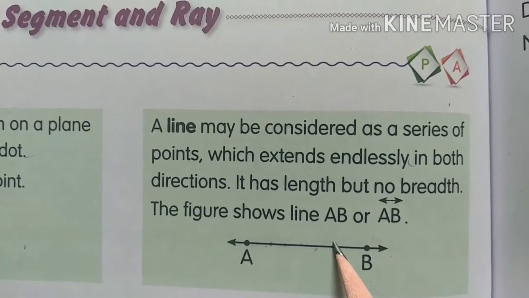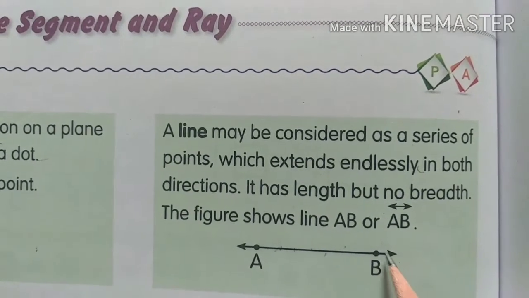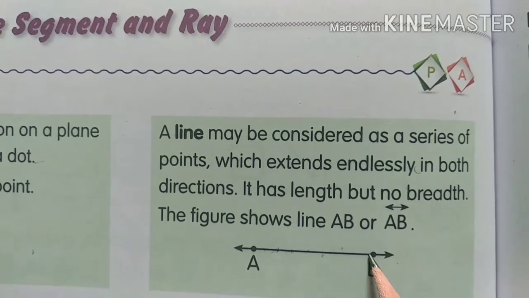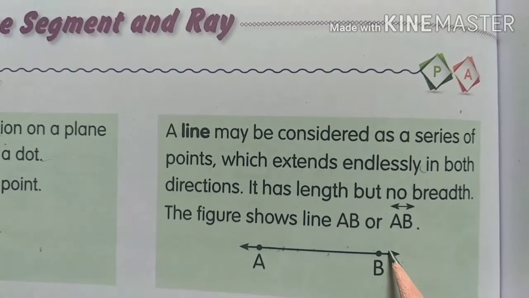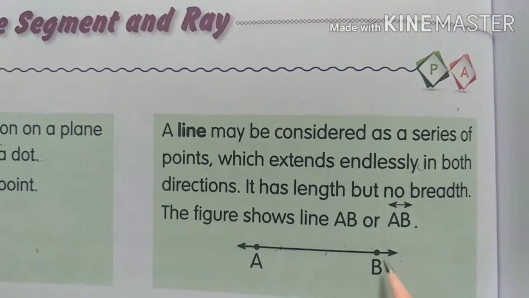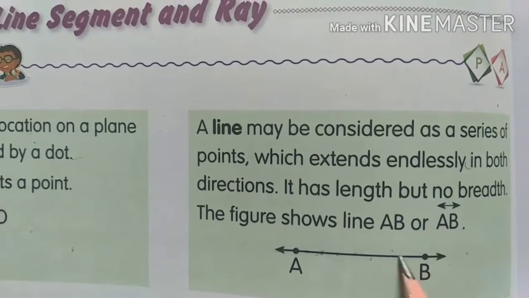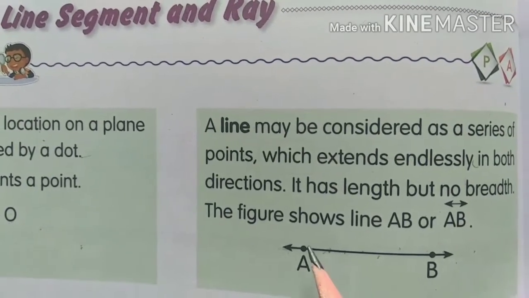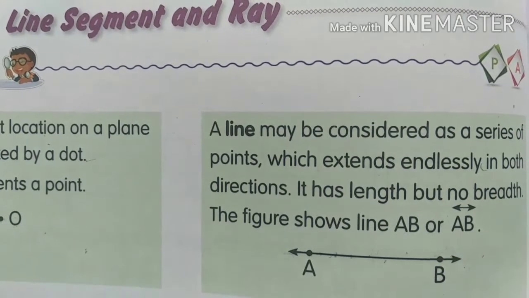These points extend endlessly, no end, endlessly in both directions. This arrow mark means both sides have no end. Both sides will go continuously. It has a length but it has no breadth.